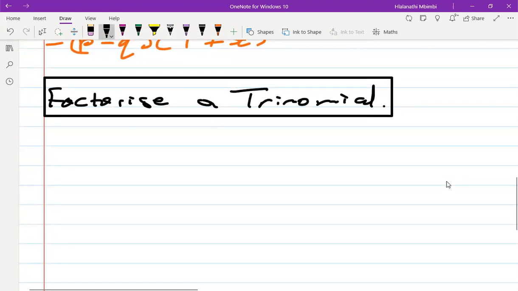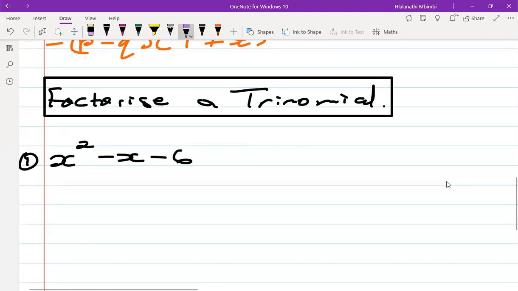I'll give about 3 types of factorizing a trinomial. The way I do this, it's efficient in the sense that when you do it, it's guaranteed you will get the correct answer. Let's take the first example: x squared minus x minus 6. This is a trinomial, right? There are 3 terms, they are not like terms, so it's definitely a trinomial.